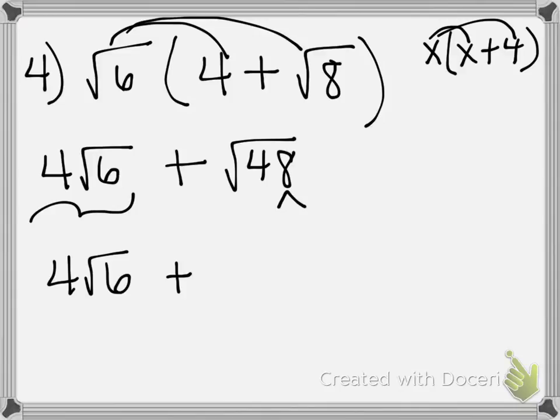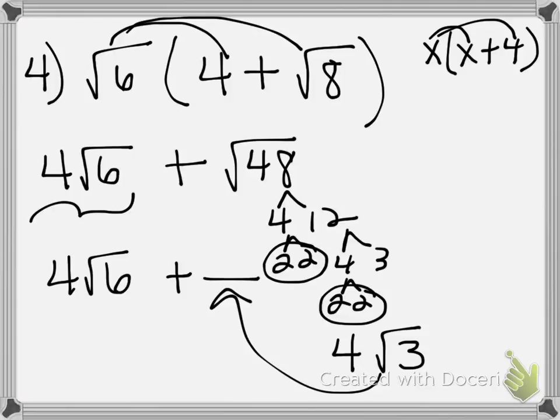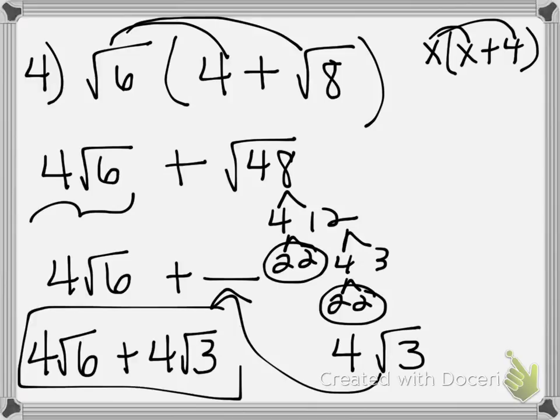And then this 48, I can do 4 and 12. Here I can do 2 and 2. Here I can do 4 and 3. And here I can do 2 and 2. So it is a square root, so I'm going to pair them up. And so 2 times 2 is 4, and the 3 doesn't pair up with anything, so it stays in. So that's what I'm going to put here in that slot. So my final answer is going to be 4 square root of 6 plus 4 square root of 3.